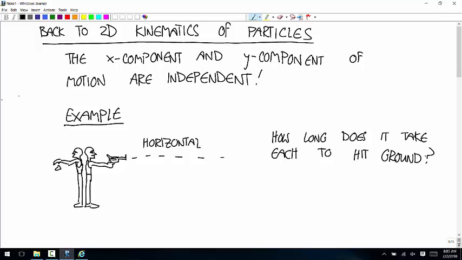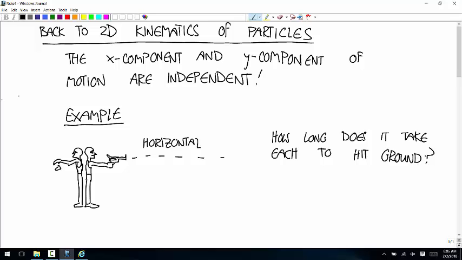And so what's happening here is the only difference in the motion of this bullet and this bullet is in the x direction. The gun is shooting it in the x direction. This one has no initial velocity in the x direction. But in the y direction, both of these are just under the influence of gravity. That's all that's happening.